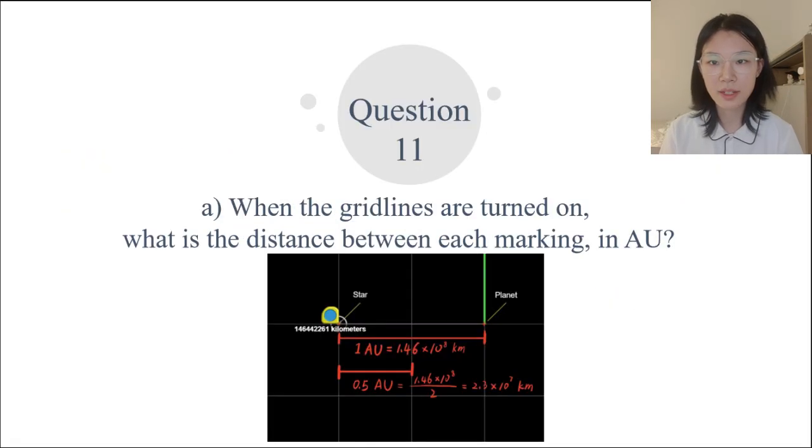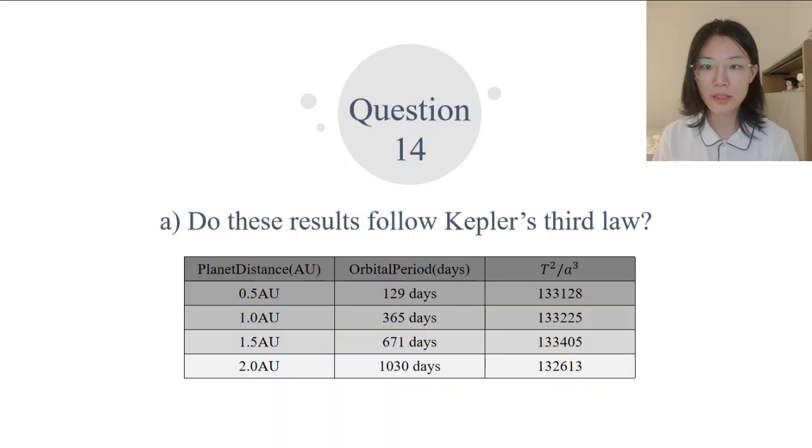For question 11, we know that the distance between Earth and the Sun is 1 AU. When the grid lines were opened, we found that the distance was exactly 2 markings, so each marking is 0.5 AU. This table records the time it takes each planet to complete one orbit and its orbital distance.